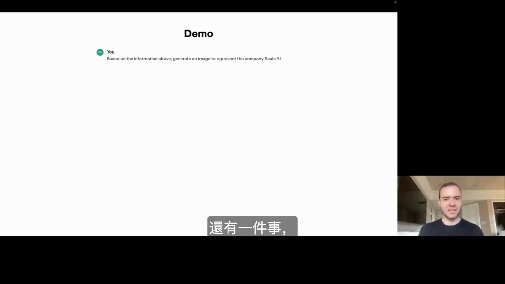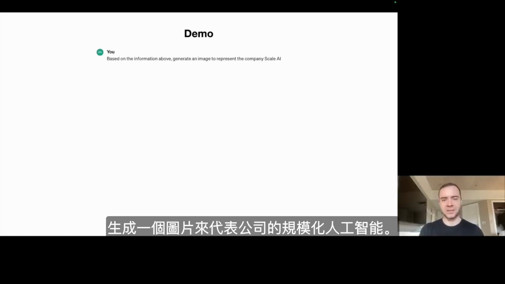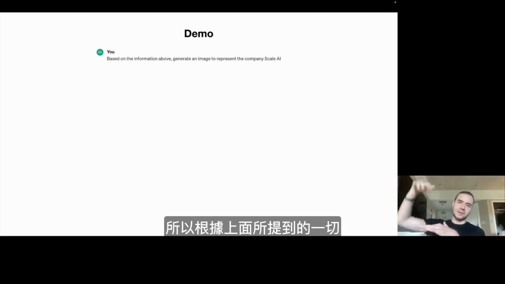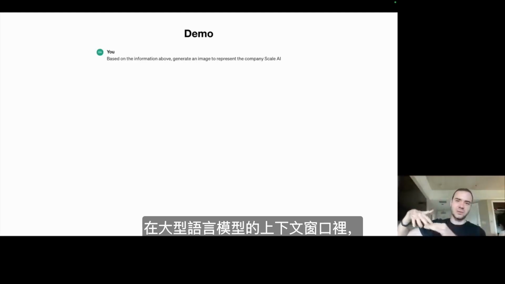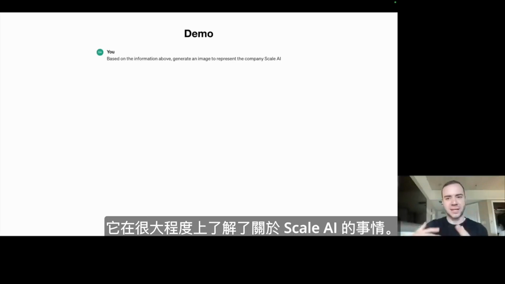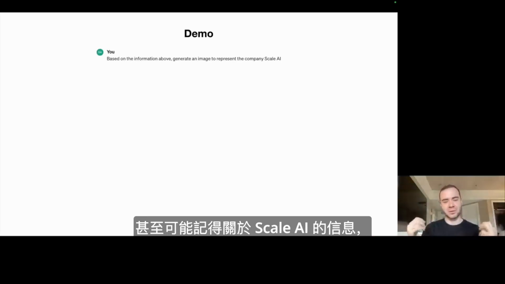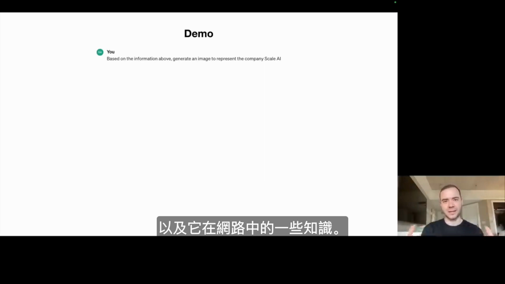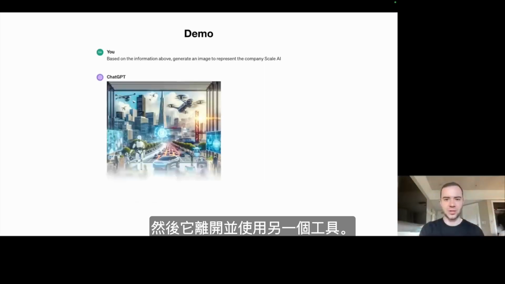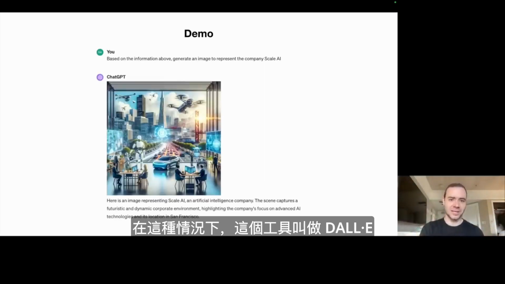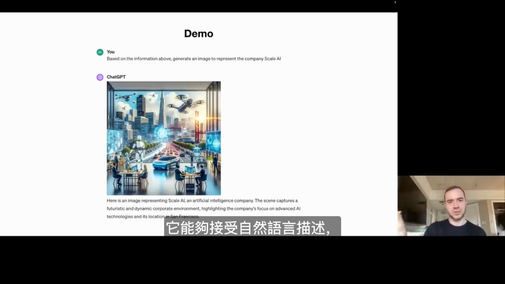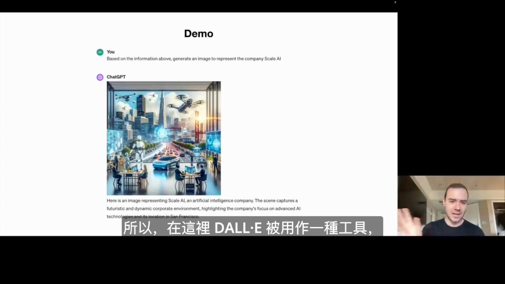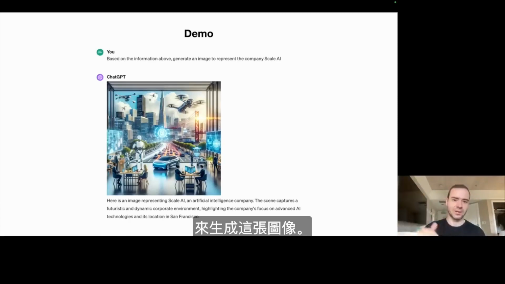One more thing: based on the information above, generate an image to represent the company Scale AI. So based on everything that was above it in the context window of the large language model, it understands a lot about Scale AI. It might even remember some of the knowledge that it has in the network. And it goes off and uses another tool. In this case, this tool is DALL-E, which is also a tool developed by OpenAI. It takes natural language descriptions and generates images. And so here, DALL-E was used as a tool to generate this image.